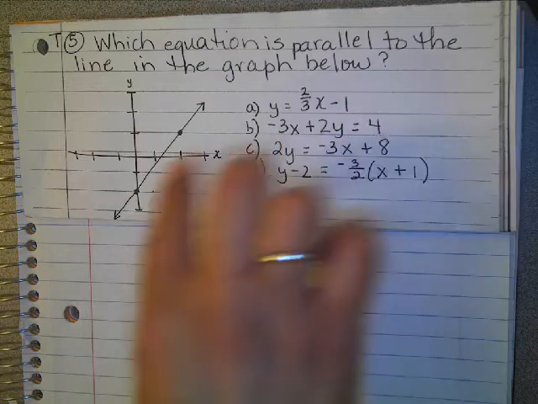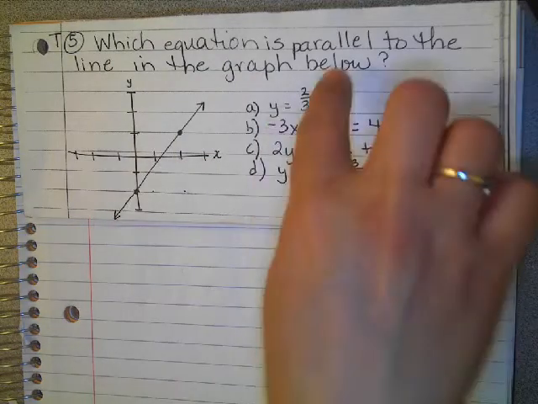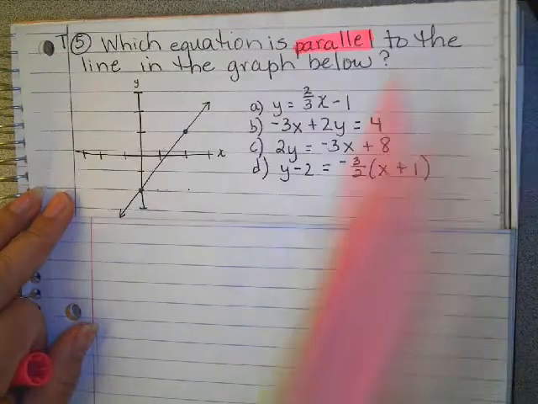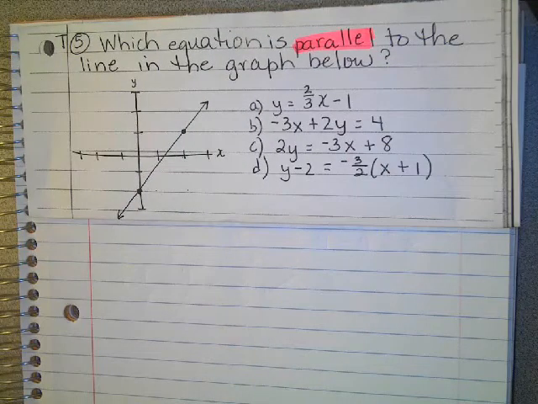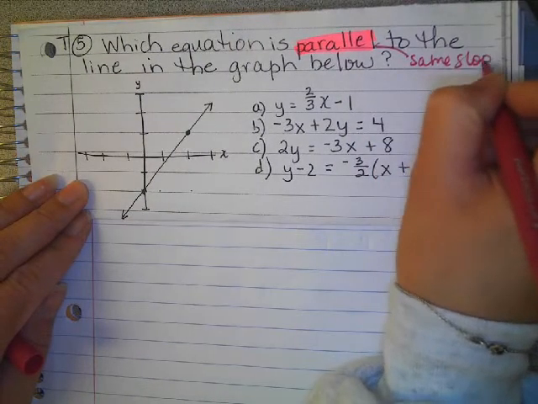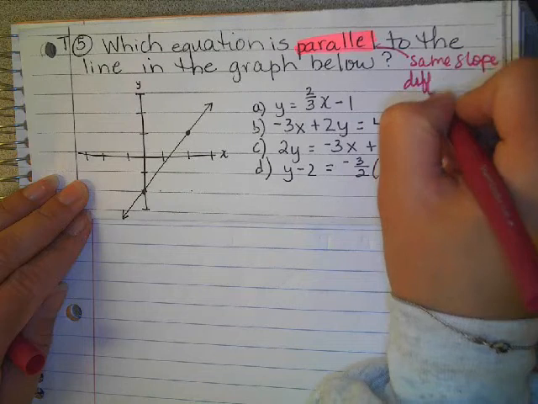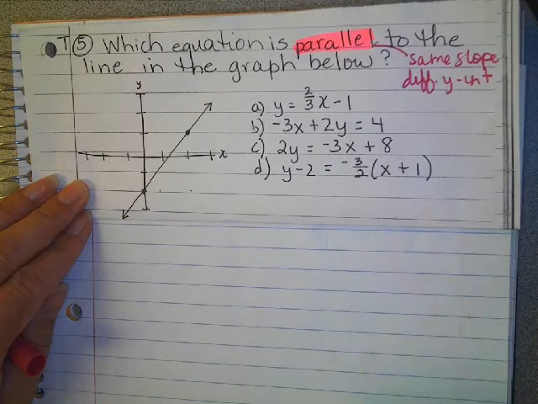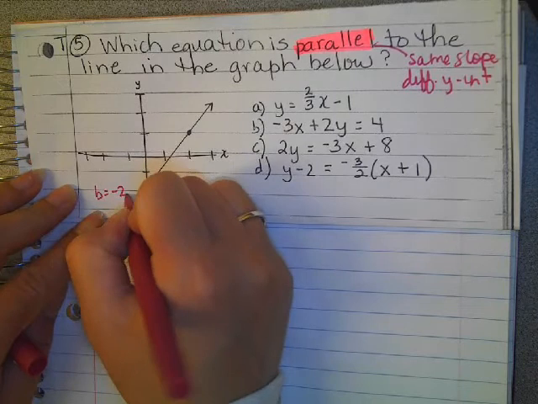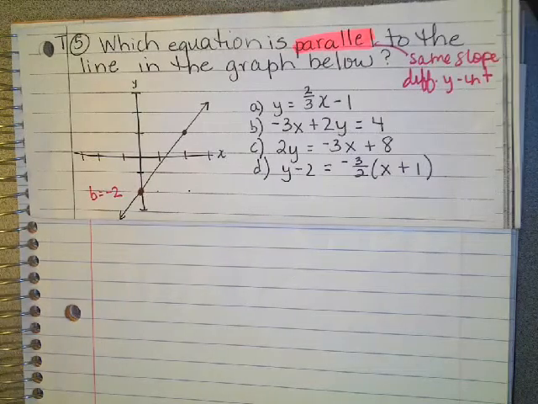So one of these is parallel. One of these will have the same slope and different y-intercept. That's what it means. Okay, you're looking for something that has the same slope but different y-intercept. Well, the y-intercept of this one is -2. And what is the slope of this line? Well, that's why we have something called rise over run.